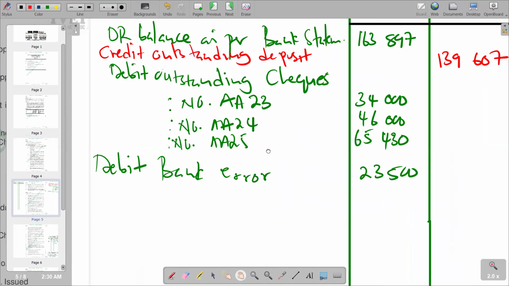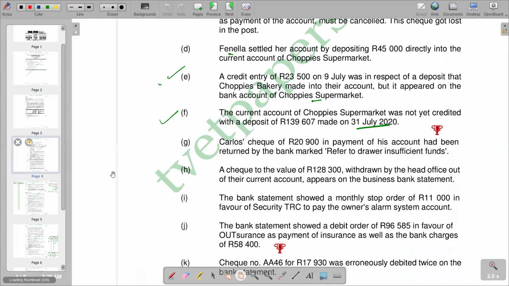So this is what we have, and then we can go to the next one, which is now on G. Carlos' check of 12,900 in payment of his account had been returned by the bank with "failed to draw, insufficient funds." So we've got a check of 12,900 that was returned or dishonored by the bank. What it means is this was sent by Carlos, so we are supposed to receive it.